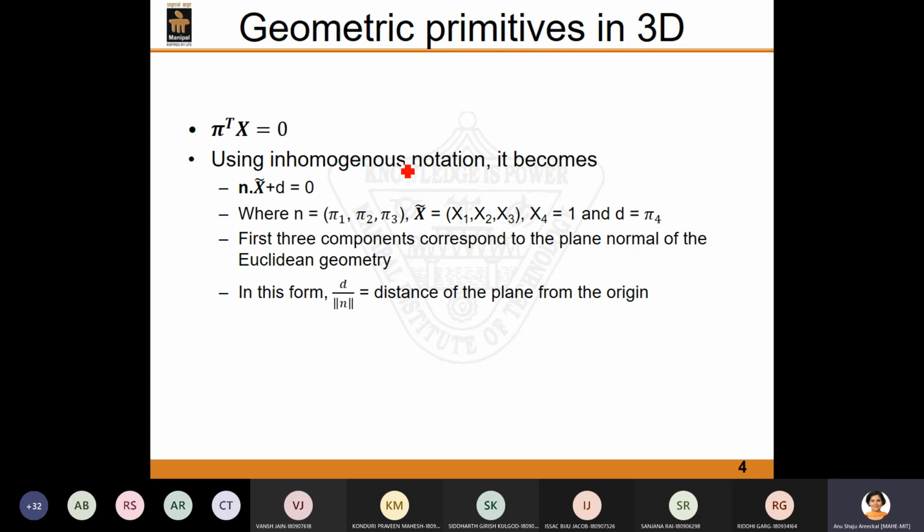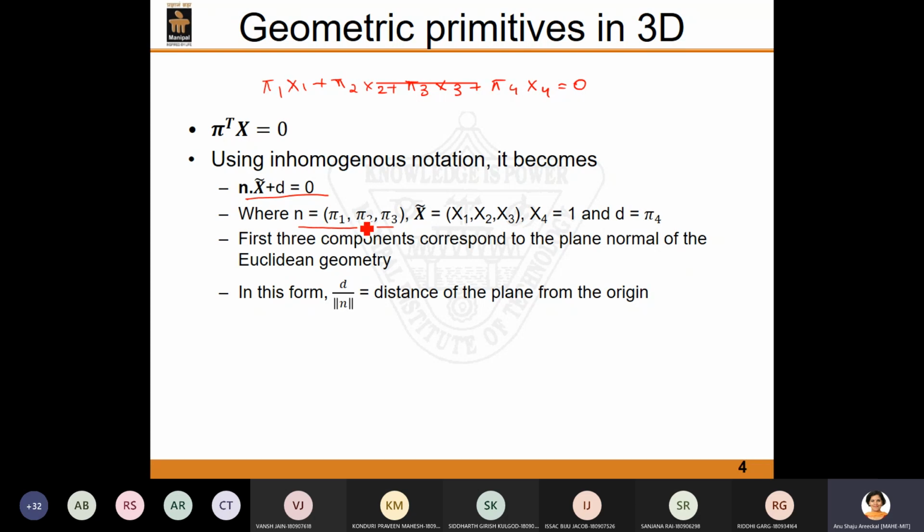Now, for the non-homogeneous representation, we have already seen that it can be pi 1 x1 plus pi 2 x2 plus pi 3 x3 plus pi 4 x4 is equal to 0. So you can represent it this way. Another form of representing this equation is the one given here: n dot x plus d is equal to 0, where n is given by n is equal to pi 1, pi 2, pi 3.